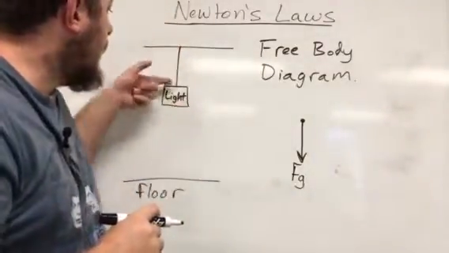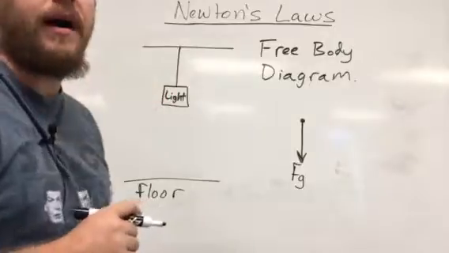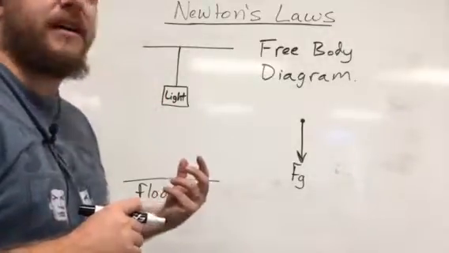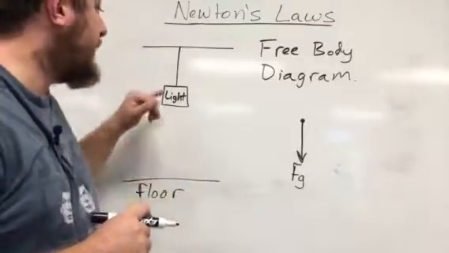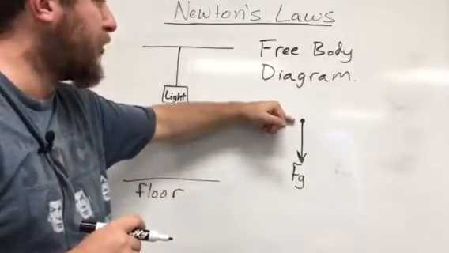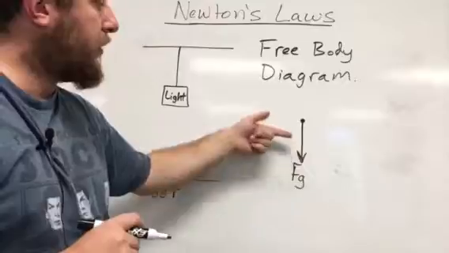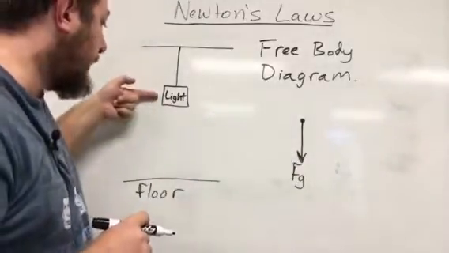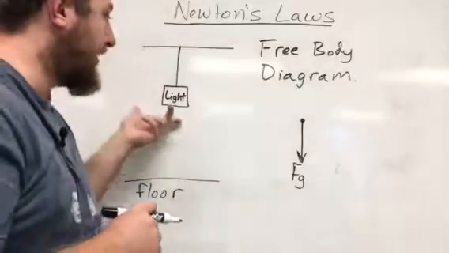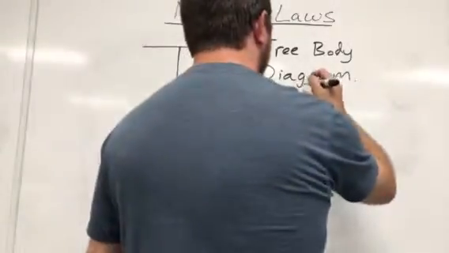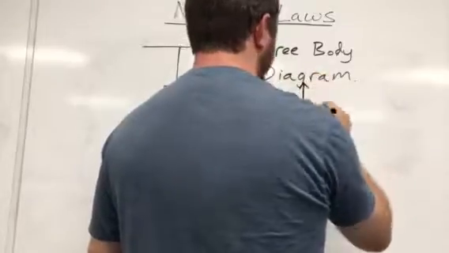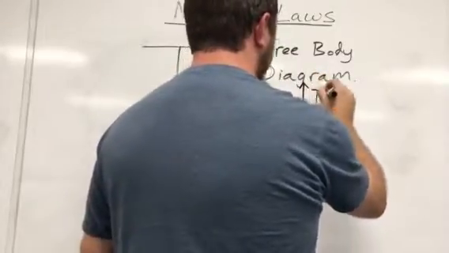And I know that my object is not accelerating. If my object is not accelerating, that means that there has to be another force upward. Otherwise, this would be the only force, and then my object would be accelerating downward, but it's not. So there has to be a force upward also acting on my object. And of course, that force is tension.